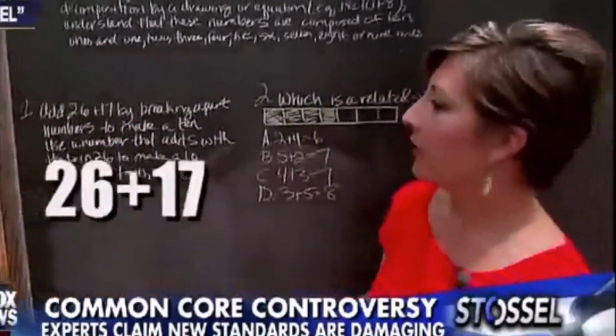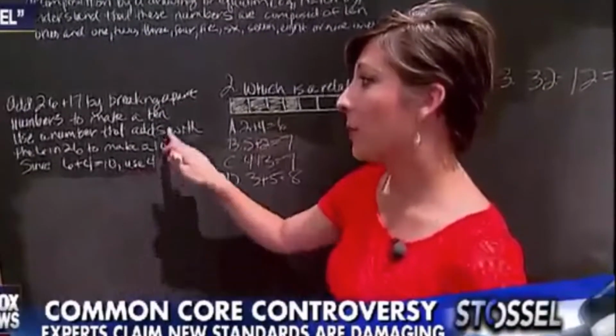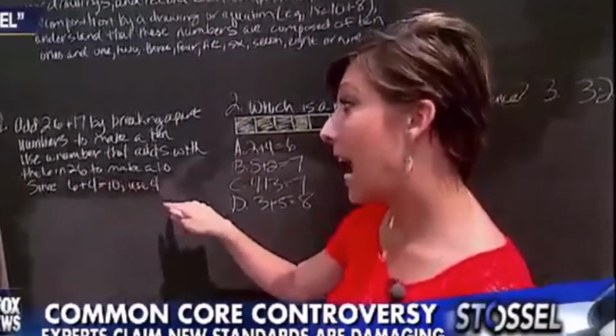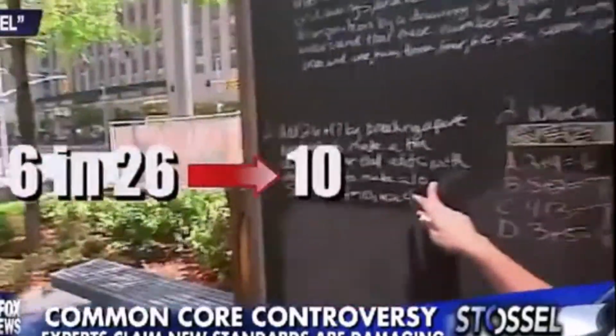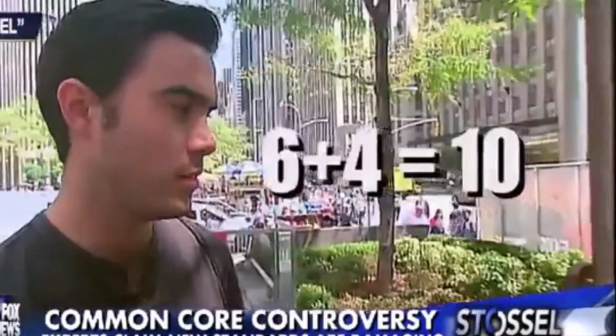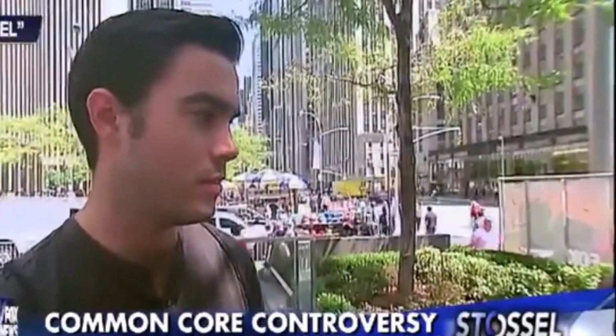Add 26 plus 17 by breaking apart numbers to make a 10. Use a number that adds with the 6 in 26 to make a 10. Since 6 plus 4 equals 10, use 4. What?